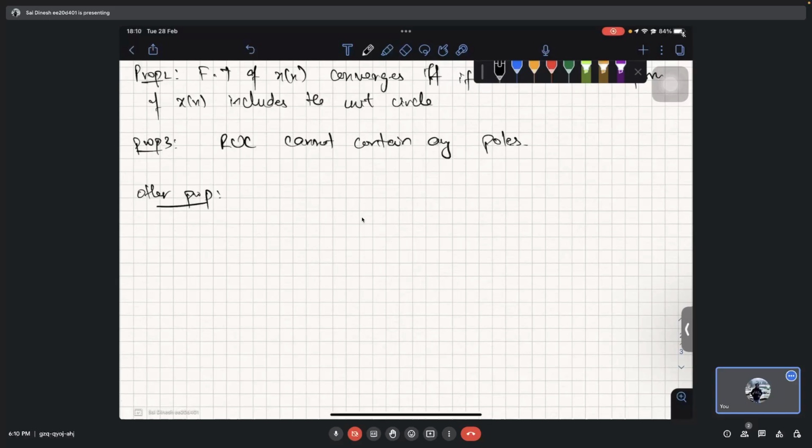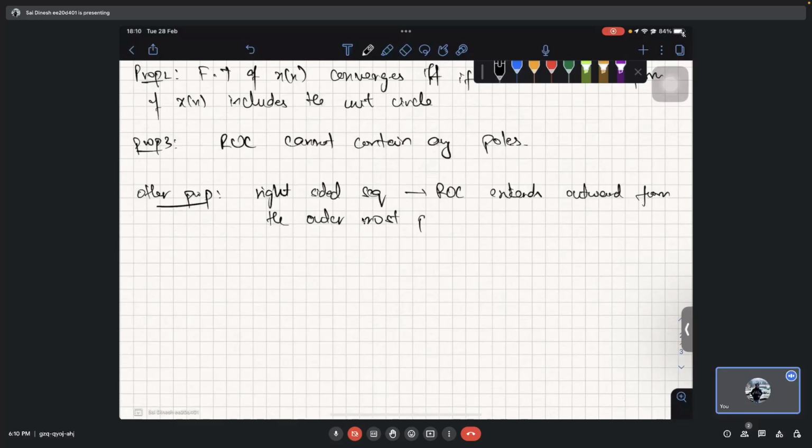Other properties: for a right-sided sequence, the ROC extends outward from the outermost pole, and for a left-sided sequence, the ROC extends inwards from the innermost pole.